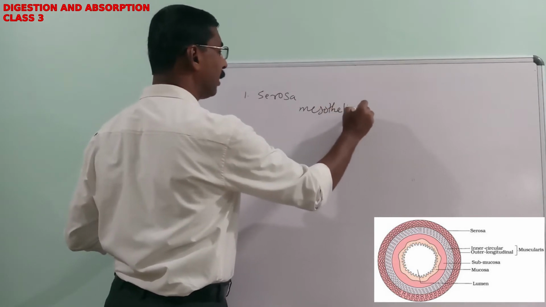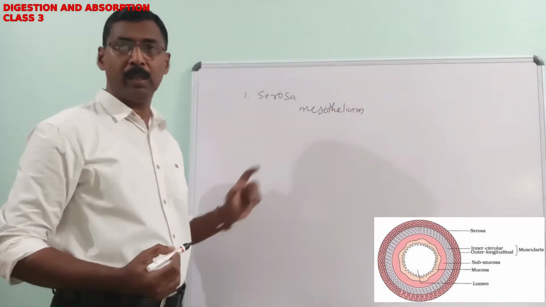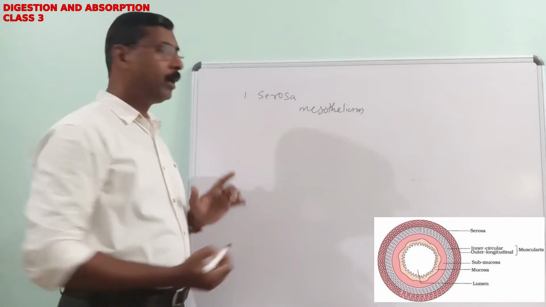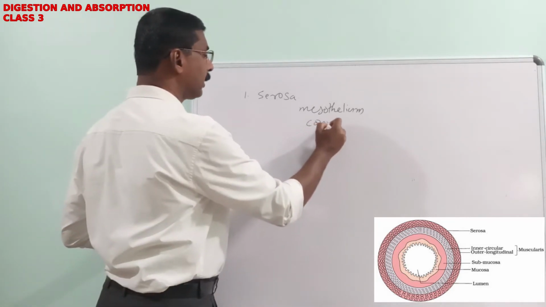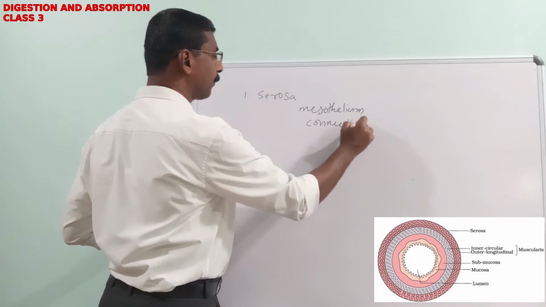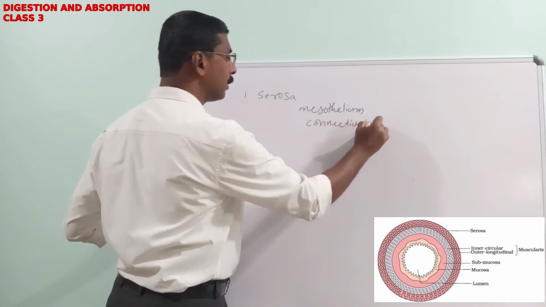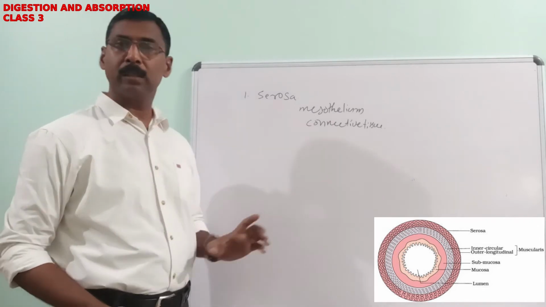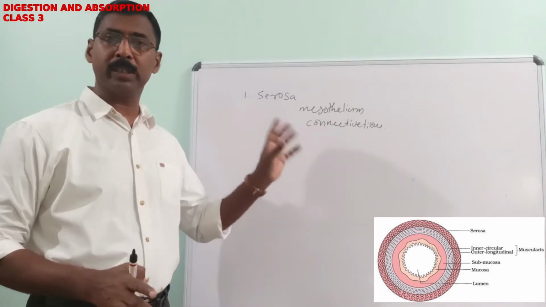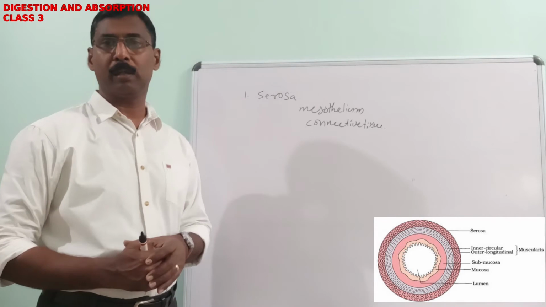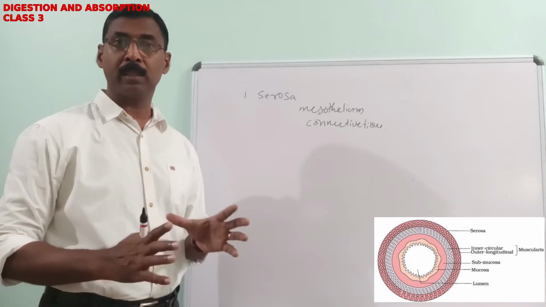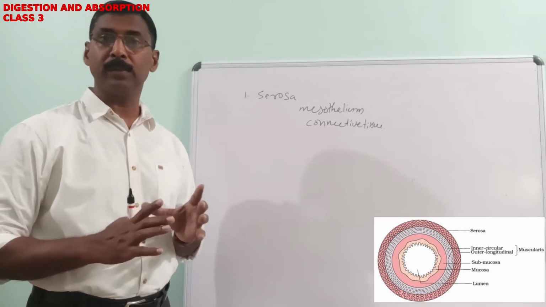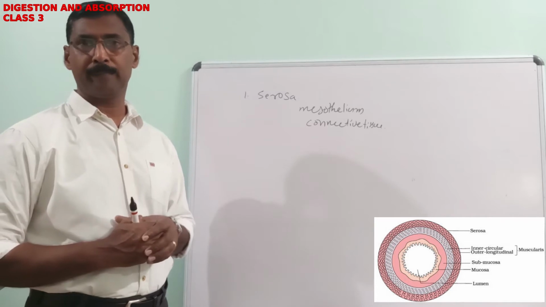So it is made up of a layer of mesothelium and also certain connective tissue. Its main function is to protect the alimentary canal and strengthen the wall of the alimentary canal.